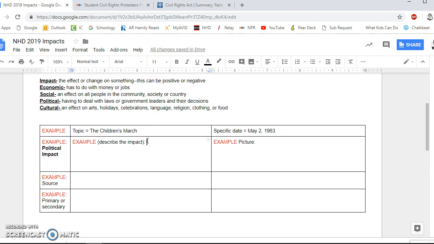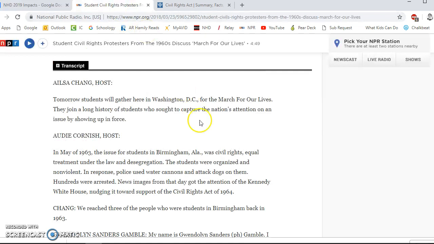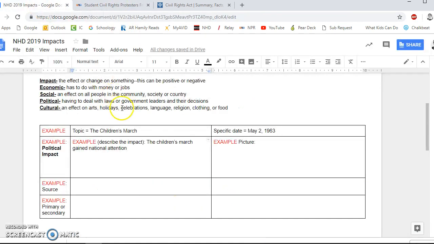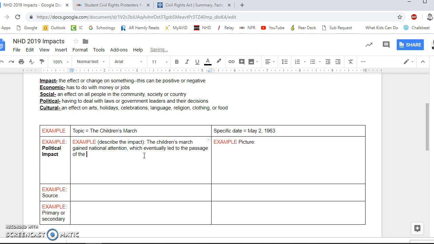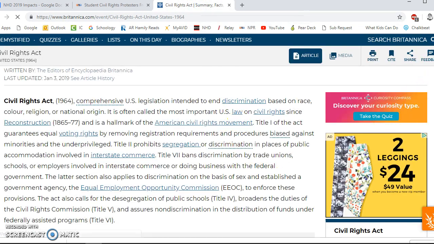I'll say the Children's March gained national attention, right? NPR told me that news images from that day got the attention of the White House. So the Children's March gained national attention, which eventually led to the passage of the Civil Rights Act of 1964. Who passed it, though? I want to know. Was it Kennedy? I didn't actually confirm that here.